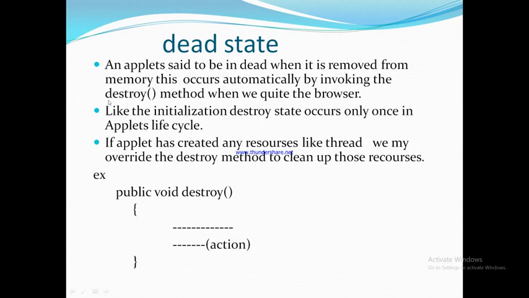Dead state. An applet is said to be dead when it is removed from memory. This occurs automatically by invoking the destroy method, which is the method for removing the applet. The destroy method is called when we quit the browser. When we quit the browser, meaning we close the window at the rightmost corner, then it is automatically destroyed. Like the initialization state, the destroy state occurs only once in the applet lifecycle.